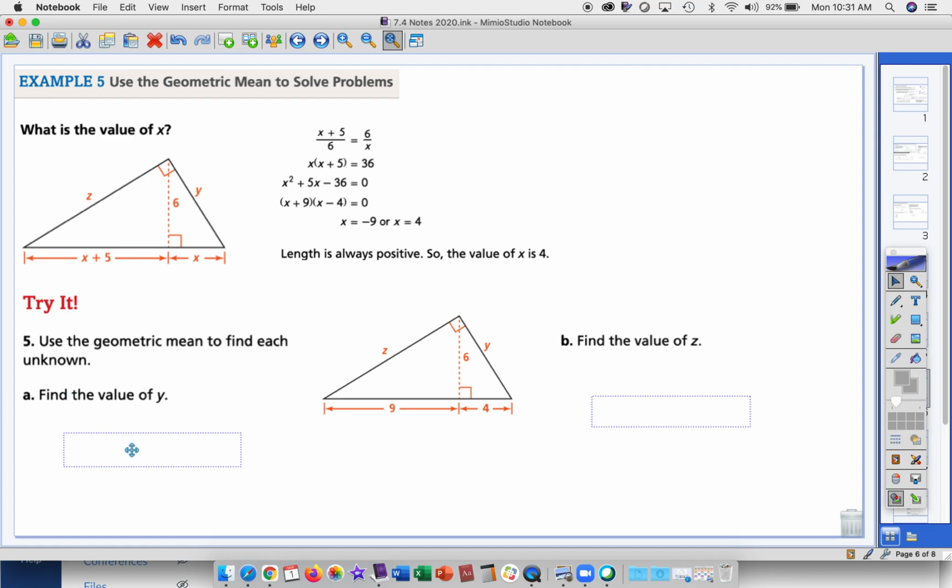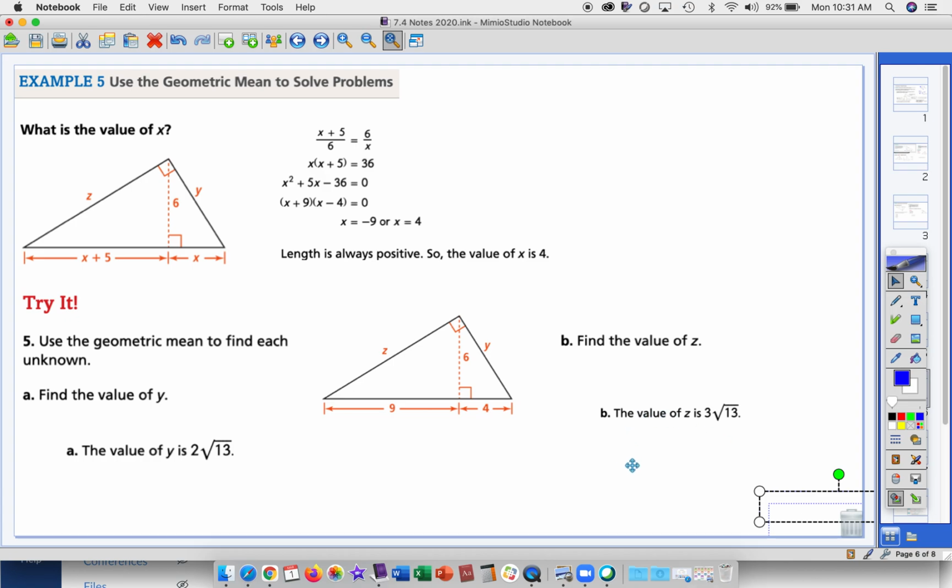For 5a, find the value of y. Hopefully you got 2 root 13. And for z, 3 root 13. Again, if you did not get these answers, please ask in class and we'll go over it.